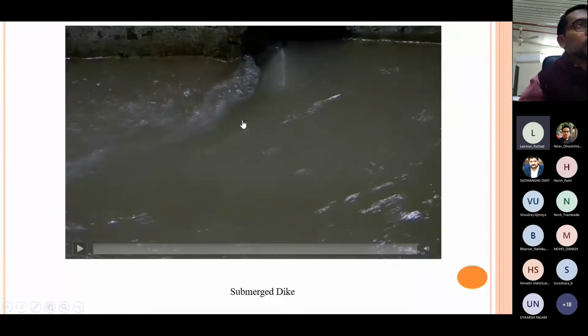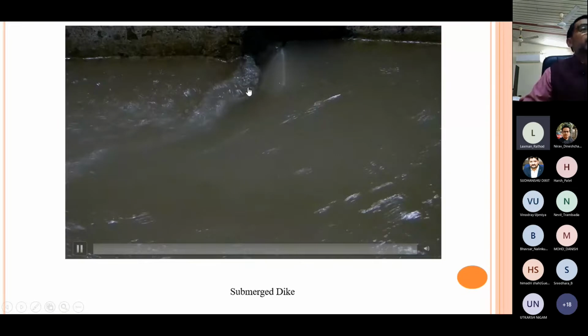Roshan, are you looking at it? Yes, sir. So I am looking at the submerged dike, which is not visible. Even a partial, single line is visible, and you can see the turbulence developed here in this portion where the sediment eroded due to the flow of water.